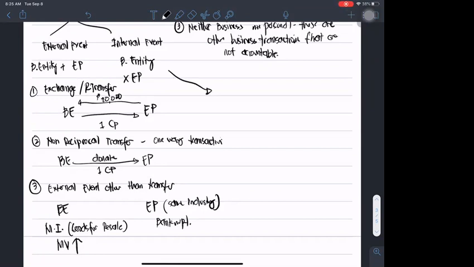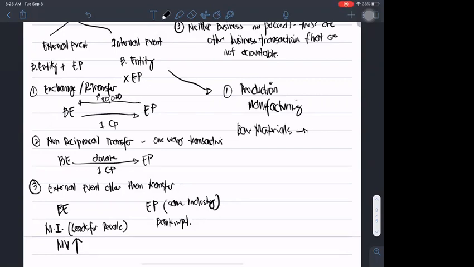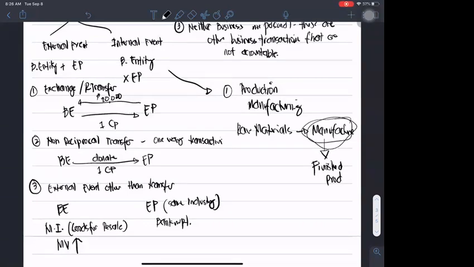And your internal event is composed of events which, again, do not involve external parties. So examples are production. So what is a production? So let's say you are into a manufacturing process. So how does your manufacturing process work? From your raw materials, you manufacture to create a finished product. So that is your manufacturing. So as you can see, you purchase the raw materials. The manufacture happened inside the entity. So it is all your business entity. That's why production is considered an internal event.